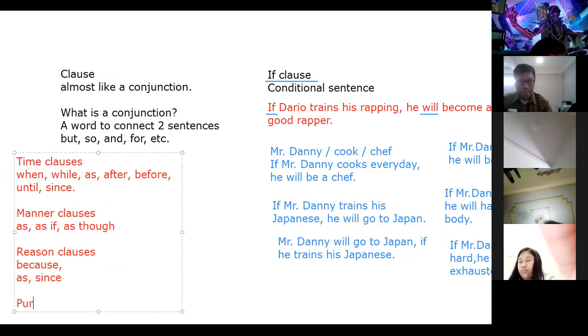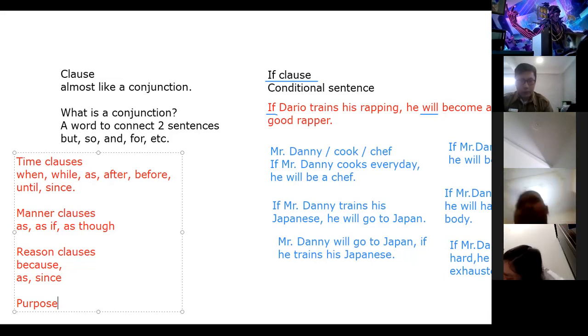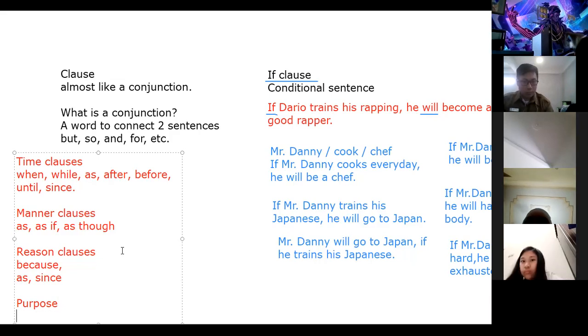What are manner and reason in Indonesian? Manner, tingkah laku, reason, alasan. As, seperti, as if, seperti jika, as though. Okay, this is more like apabila. Purpose, tujuan. Reason, alasan.